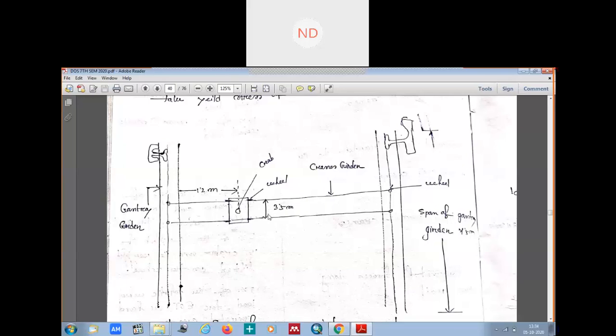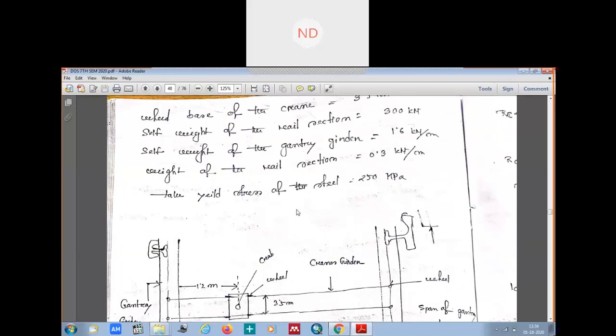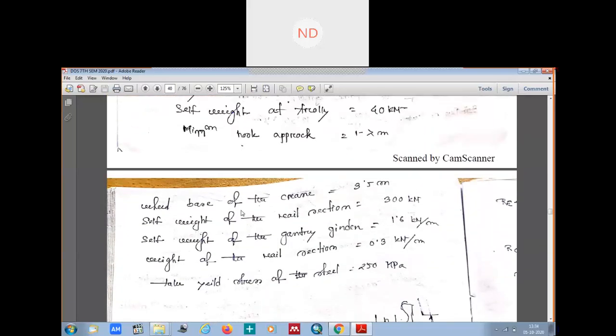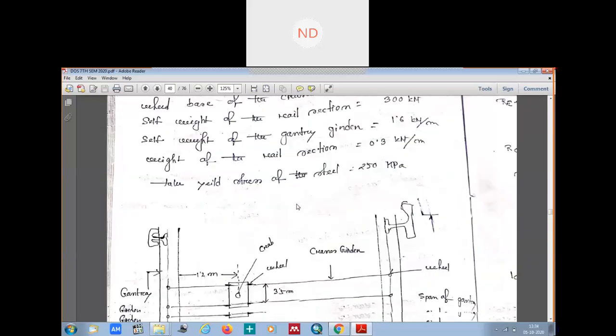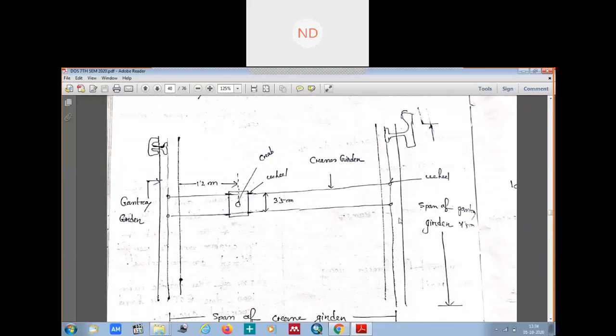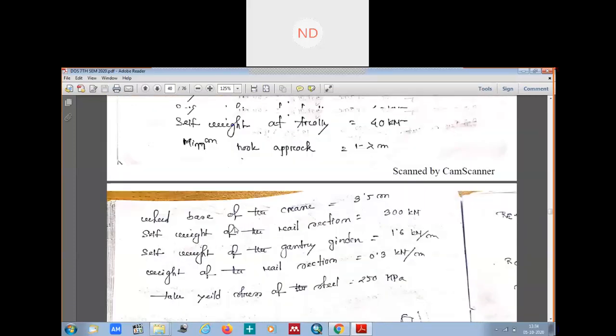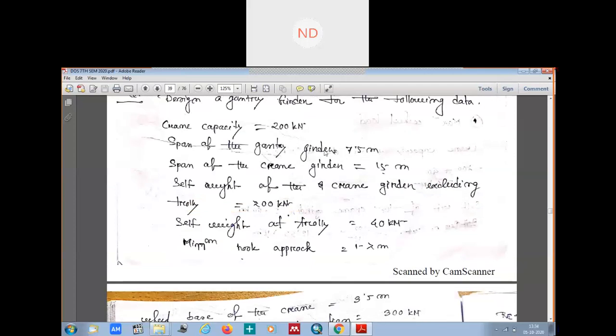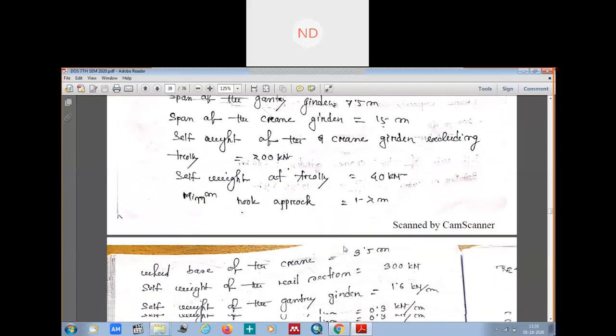The distance between these two wheel loads, the wheelbase of the crane, is given to be 3.5. This is the span of your gantry girder, and this is the span of your crane girder, which are given to you. The span of the gantry girder is 7.5 meters. The span of the crane girder is 15 meter.